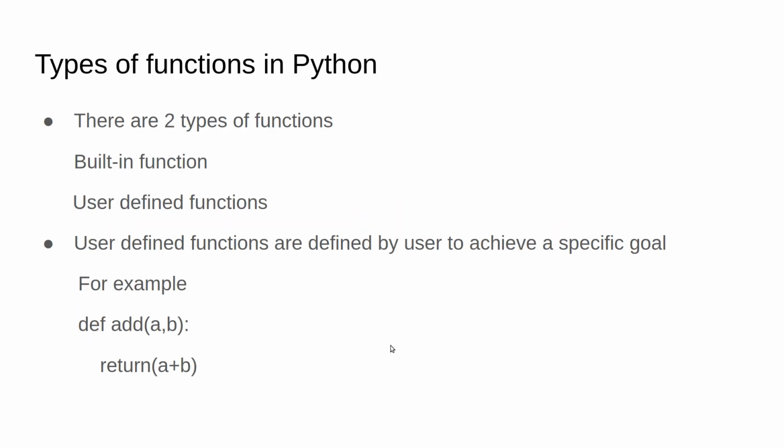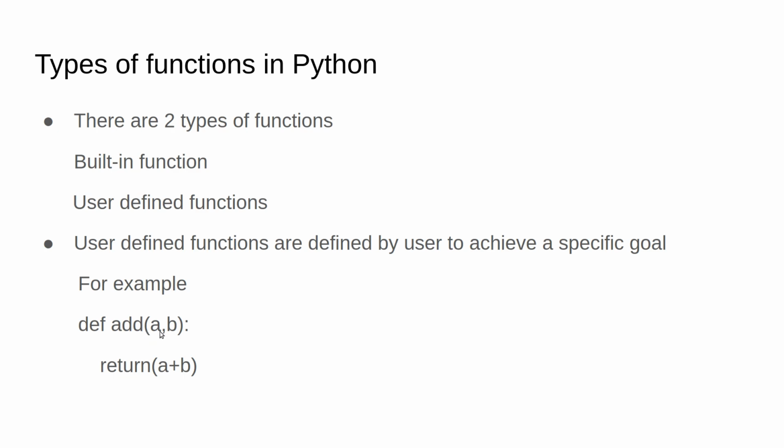There are two types of functions in Python. They are built-in functions and user-defined functions. User-defined functions are defined by the user in order to achieve a specific goal. For example, let us say that we have to add two numbers. We can create a user-defined function with def followed by the name of the function. This can be any name defined by the user.